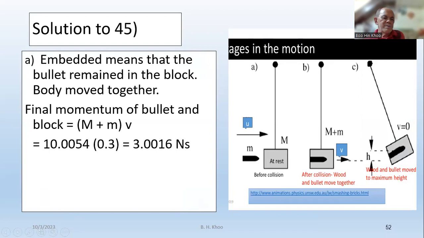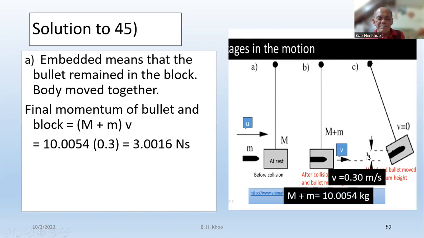Embedded means that the bullet remains in the block, so the bodies move off together. The final momentum equals the total mass times v. Total mass, refer to the previous diagram: add the two masses together times the speed. That's the speed of the block with the bullet, and that's the total mass of the block and the bullet. That's what we are doing.